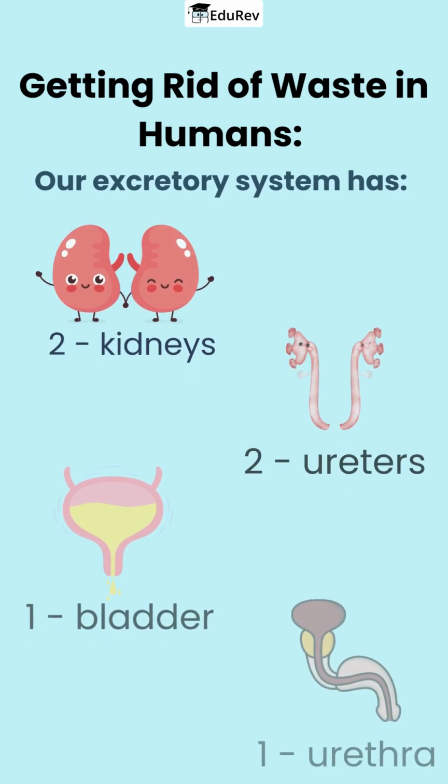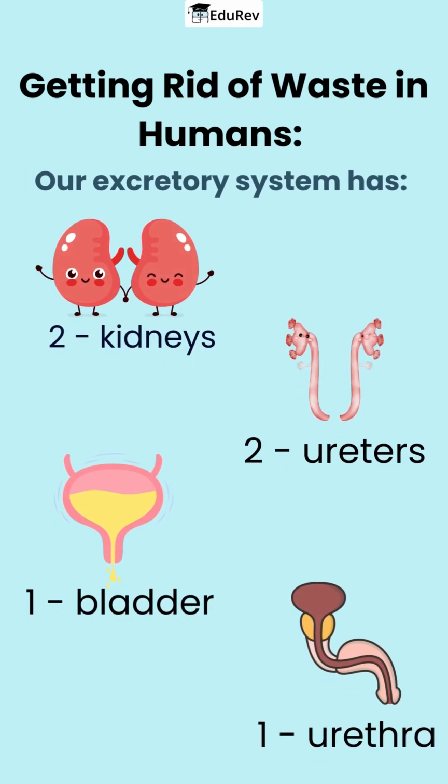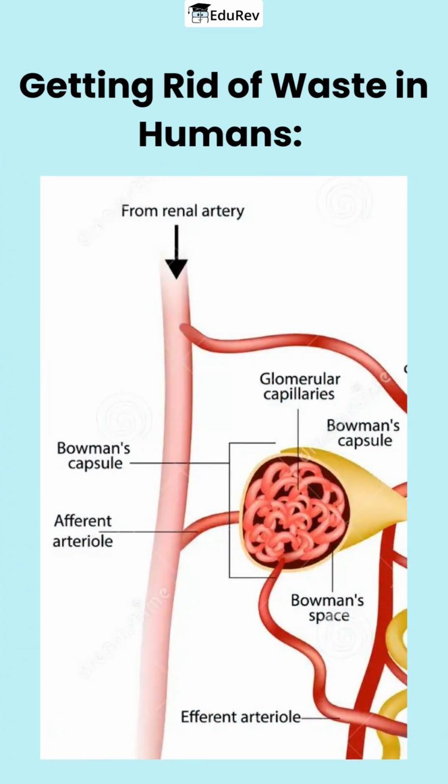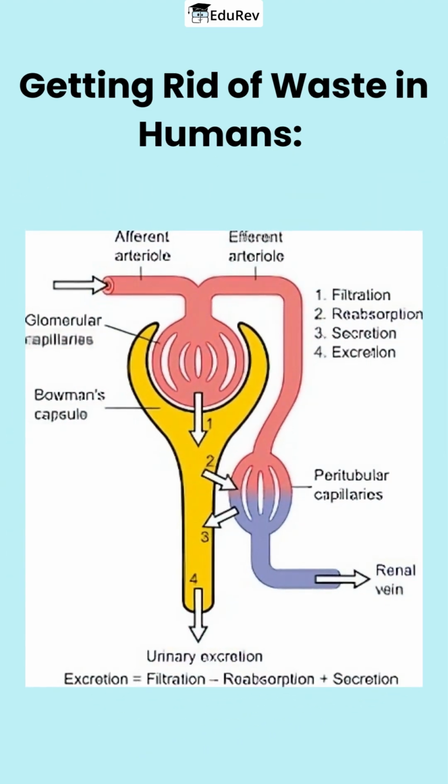Our excretory system has two kidneys, two ureters, a bladder, and a urethra. Kidneys do the real work. They have tiny units called nephrons. Each nephron has capillaries and a Bowman's capsule.